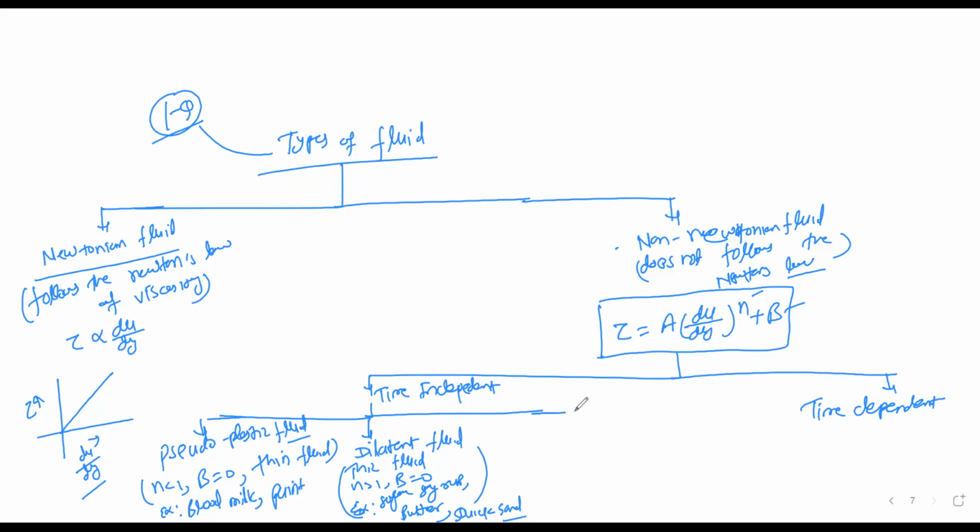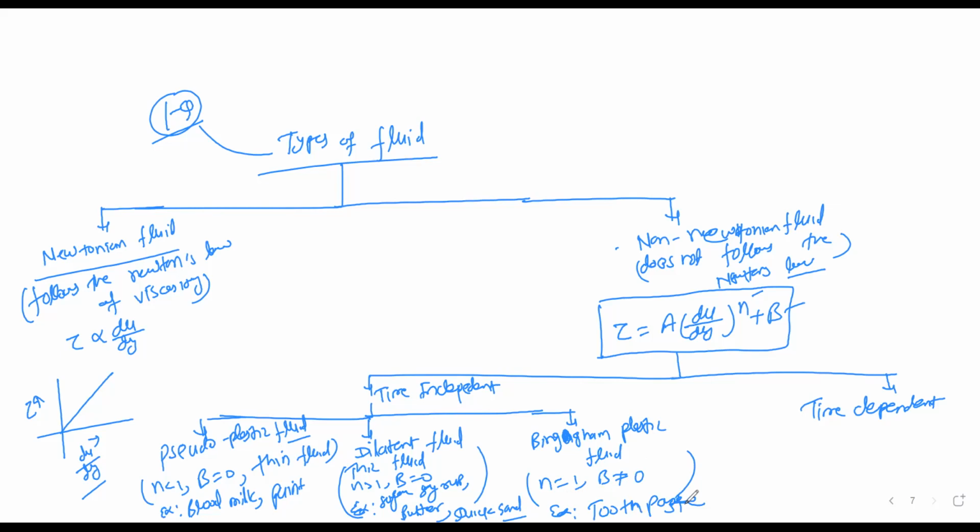And the next one is the Bingham plastic fluid. For a Bingham plastic fluid, n must be equal to 1 and b cannot be equal to 0. The example for Bingham plastic fluid is toothpaste. Remember, only the condition is important.